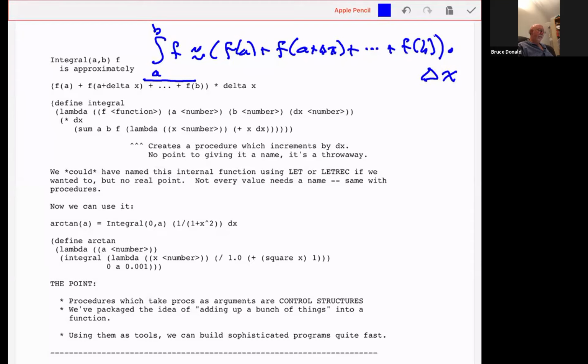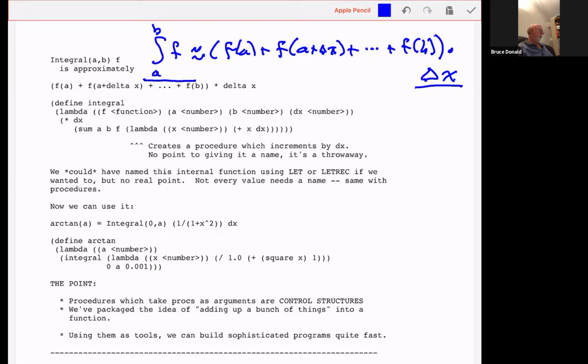So this delta x is a finite approximation. We're not passing in infinitesimals. This is the standard approximation, or Riemann sum, that you might have seen in calculus or in engineering. So this is a sum where we step along in steps of delta x, and it goes from a to b, and we're summing all of those quantities.